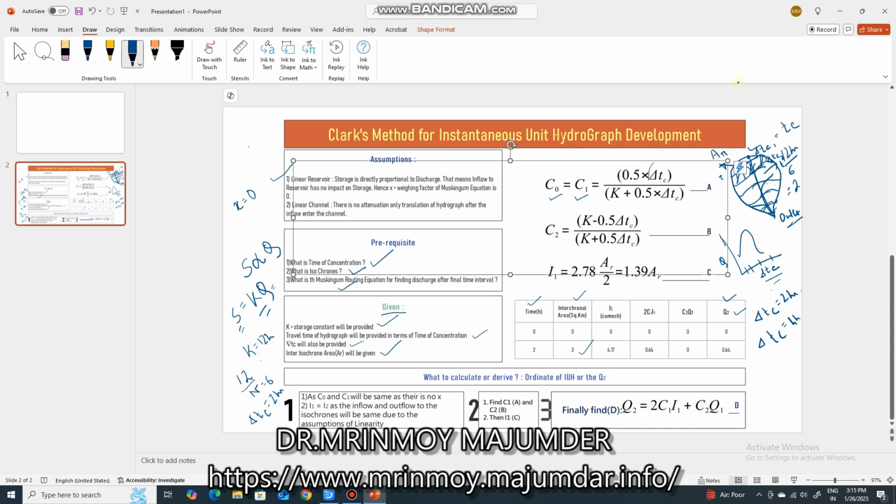Del Tc is 2 hours, multiplied with 0.5, and this K is 12 hours. That is also known to us. Correct?